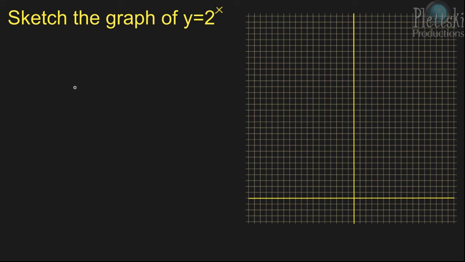Sketch the graph of y equals 2 to the x power. Now to graph this, in the past when we've graphed, it's mostly been linear equations or linear inequalities. So we're used to just being able to plot 2 points and draw a line through them. Well, a graph of an exponential function is not going to be a straight line. So what we need to do is plot multiple points to get an idea of how the graph's going to look.